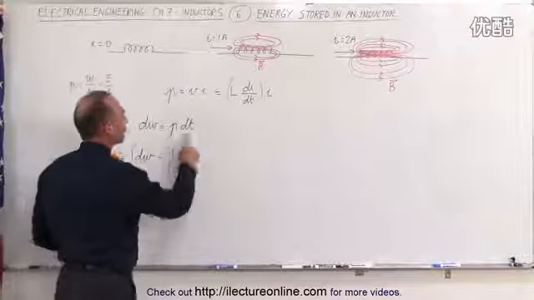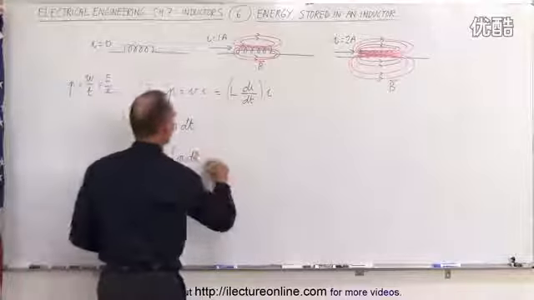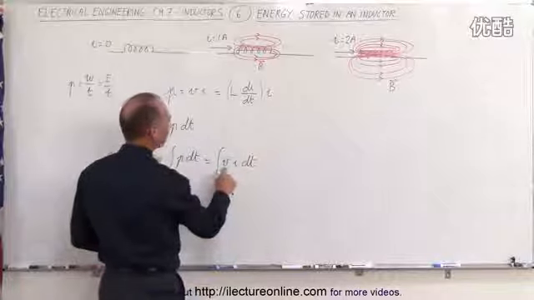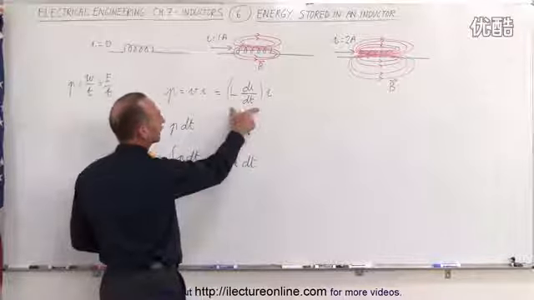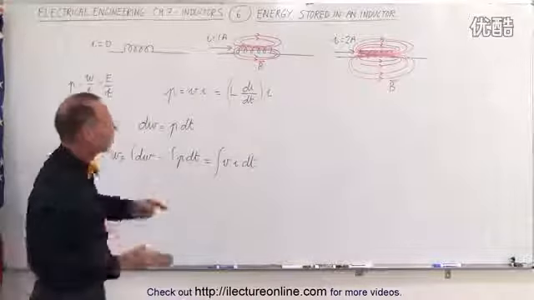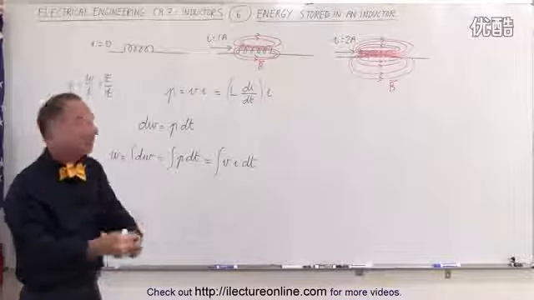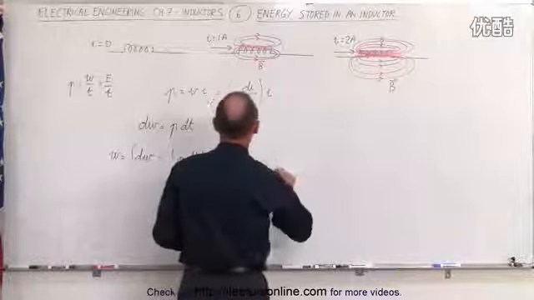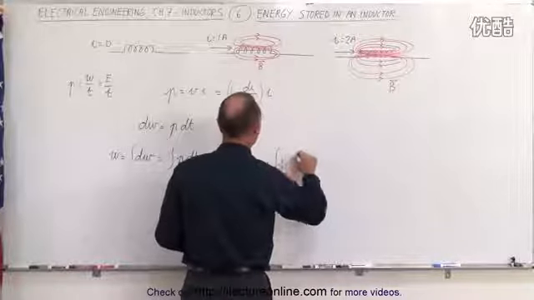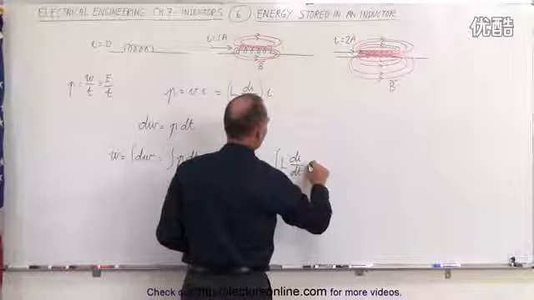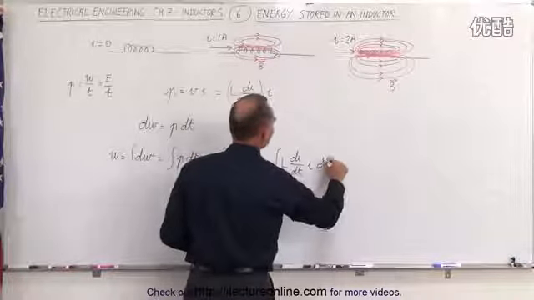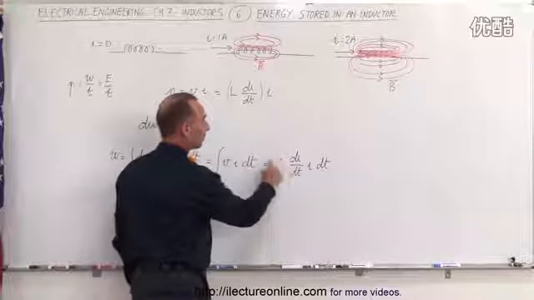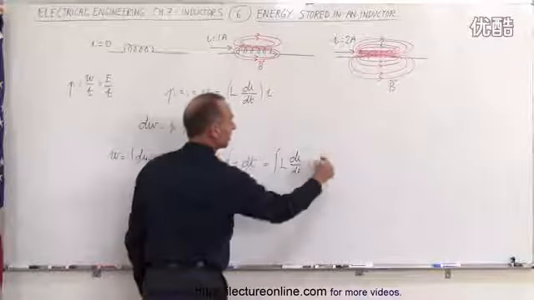And of course, P can be written as V times I, so this is equal to the integral of V times I times dt. And instead of writing V, we could write L times di/dt. After all, the potential across an inductor is equal to the inductance times the rate of change of the current with respect to time. So this can be written as the integral of L times di/dt times I times dt. Now notice that first of all, L is a constant that can come outside the integral sign, and dt can be divided into the dt here.